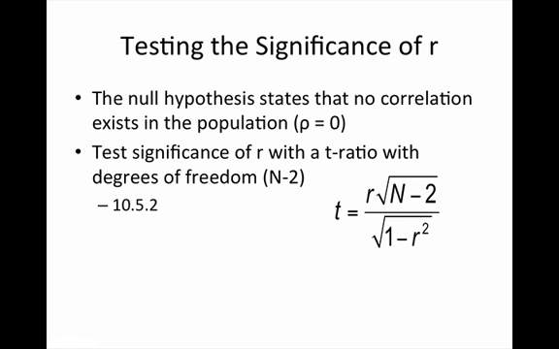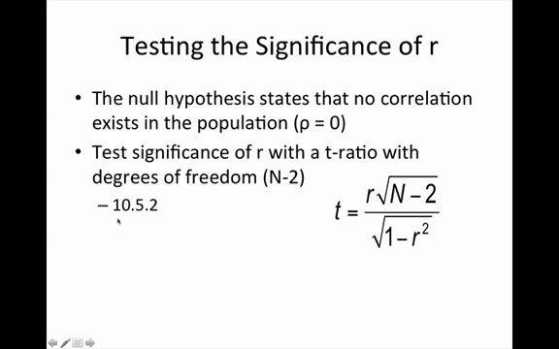Now, once I have the r coefficient, I want to test it for statistical significance, testing the null hypothesis that no correlation exists in the population. So the population parameter that's estimated by r is called rho, the Greek letter rho. And it tests the hypothesis that there is no correlation. This is tested with the t ratio with n minus 2 degrees of freedom, where n is the number of pairs.